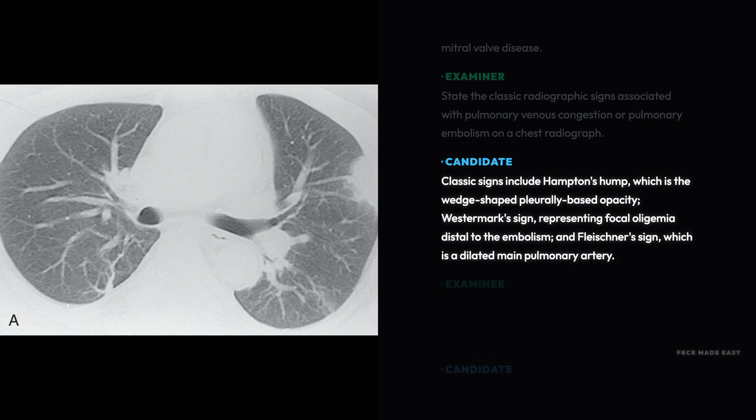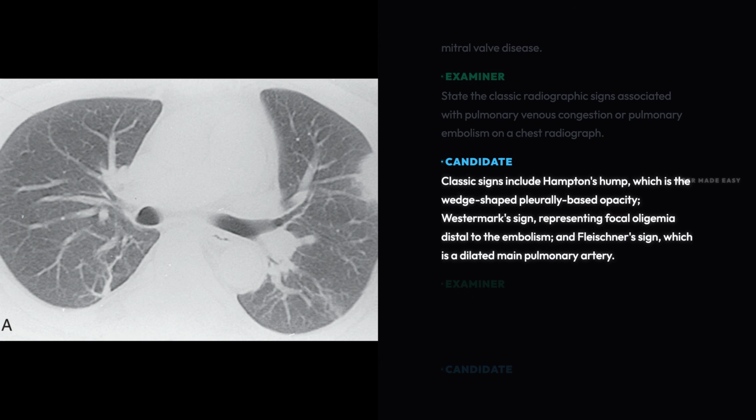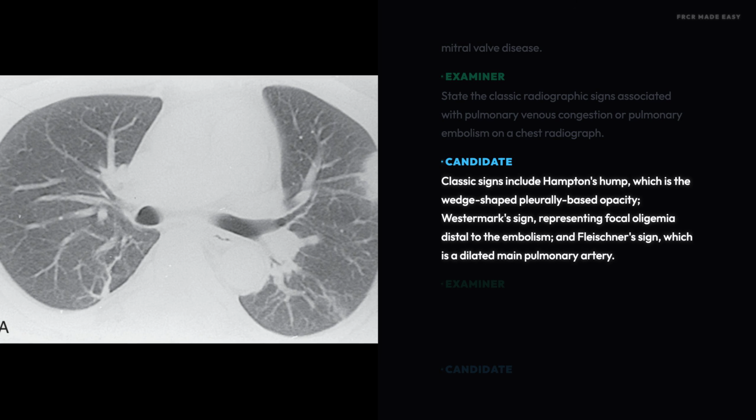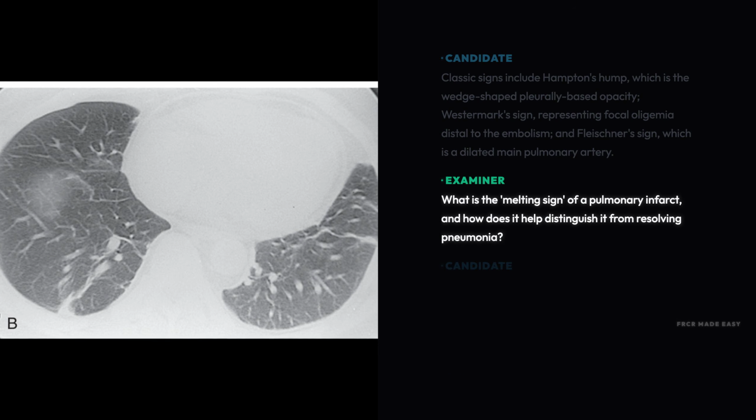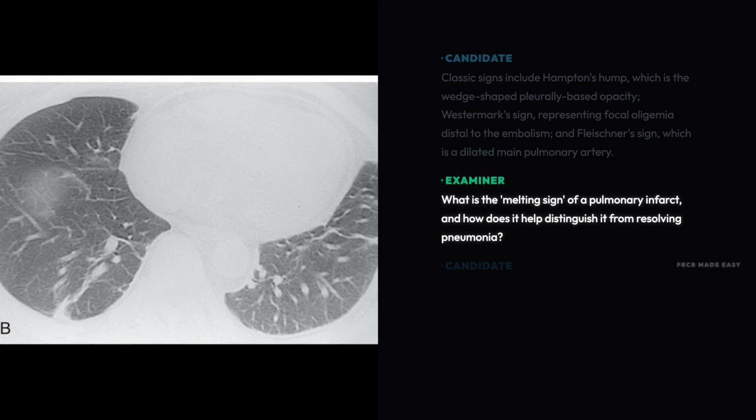Classic signs include Hampton's hump, which is the wedge-shaped pleurally based opacity, Westermarck's sign, representing focal oligemia distal to the embolism, and Fleischner's sign, which is a dilated main pulmonary artery. What is the melting sign of a pulmonary infarct, and how does it help distinguish it from resolving pneumonia?